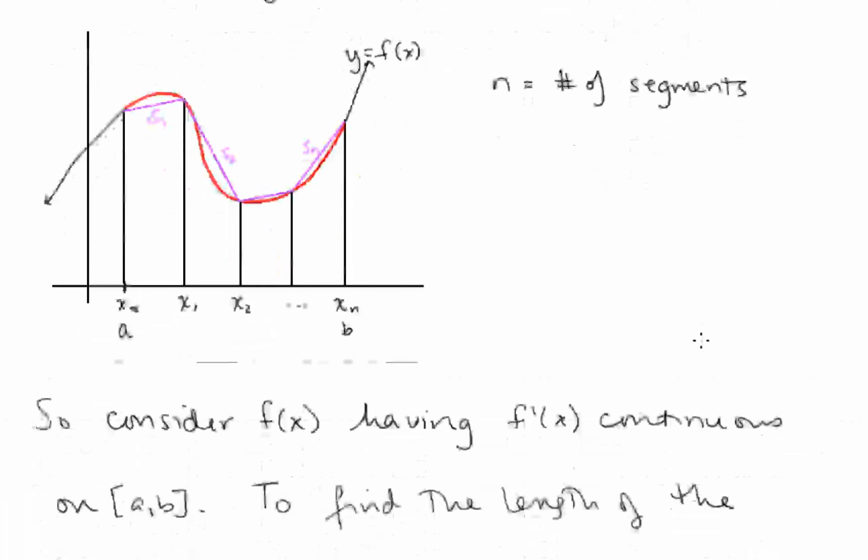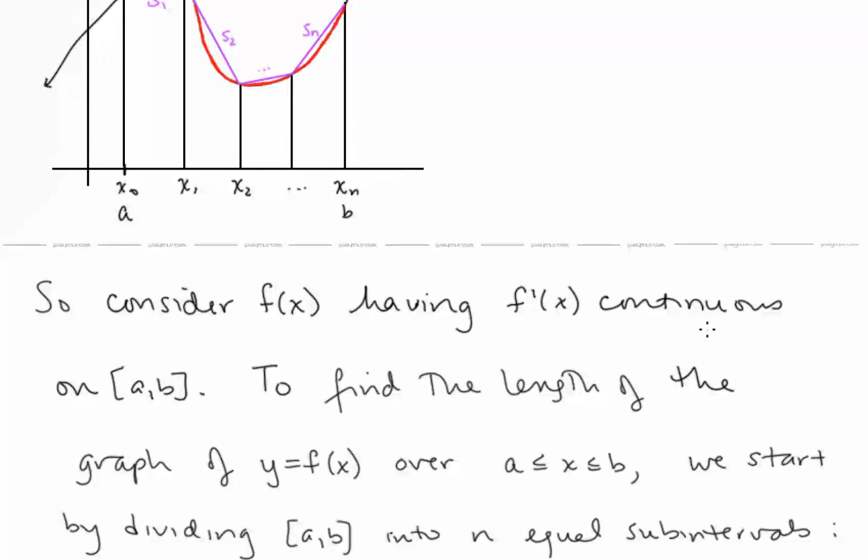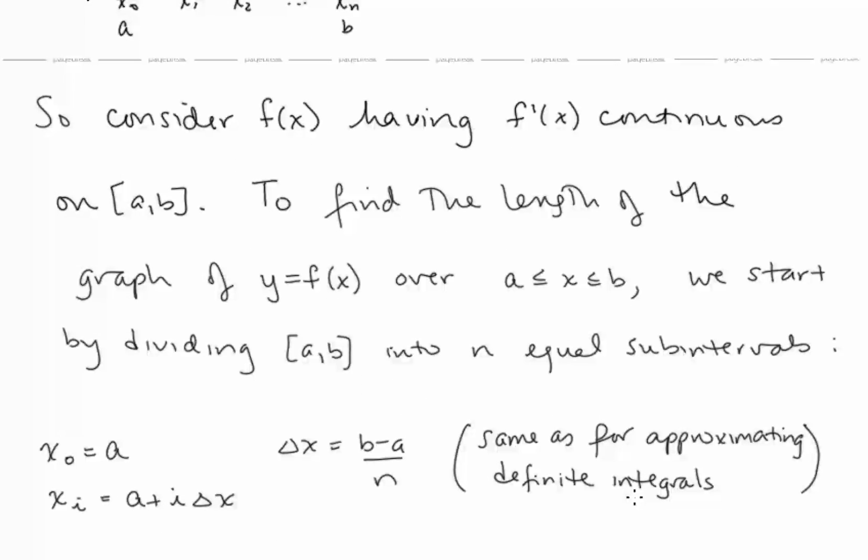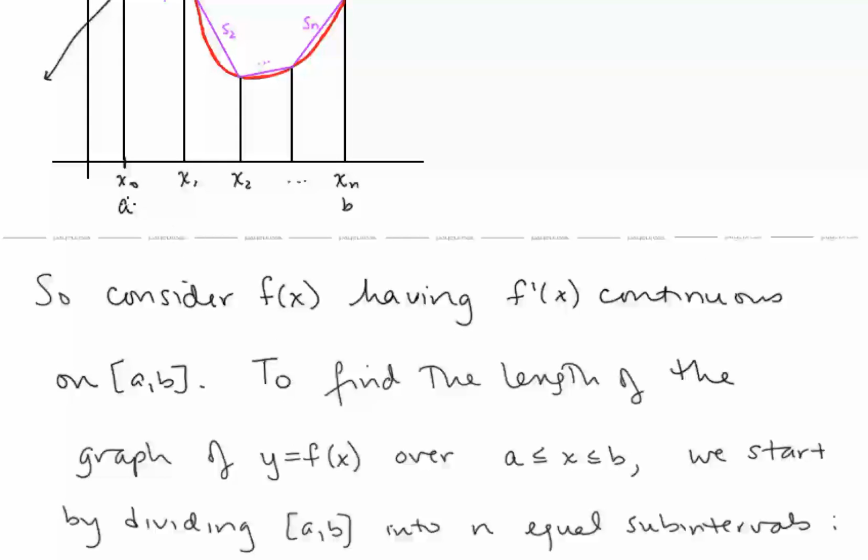So consider f of x having f prime of x continuous on the closed interval [a, b]. To find the length of the graph of y equals f of x over [a, b], we start by dividing [a, b] into n equal subintervals. So x0 is equal to a, and then xi is equal to a plus i delta x, where delta x is (b minus a) over n. This is the same kind of thing that we did for approximating definite integrals. We're taking our interval [a, b] and breaking it into subintervals of equal distance, delta x.